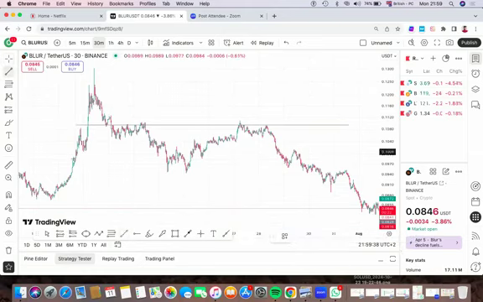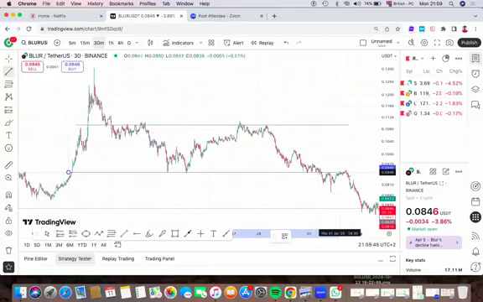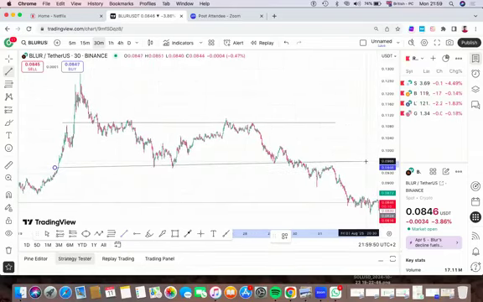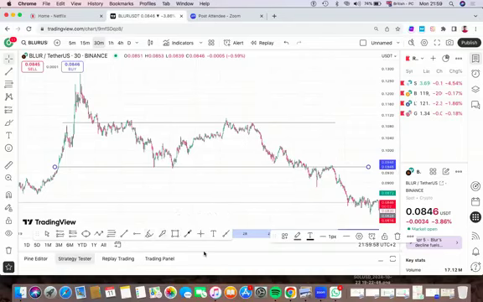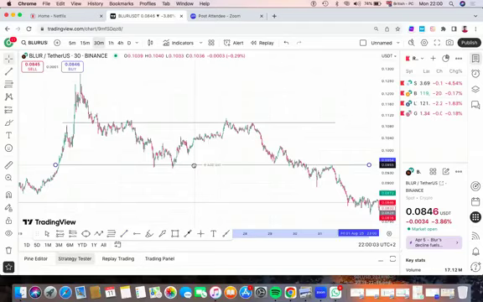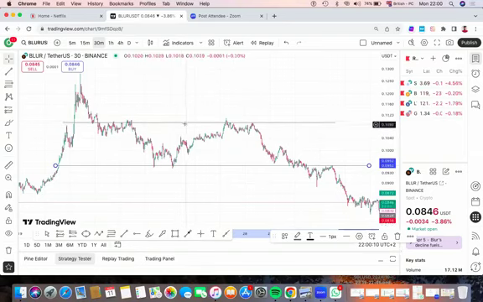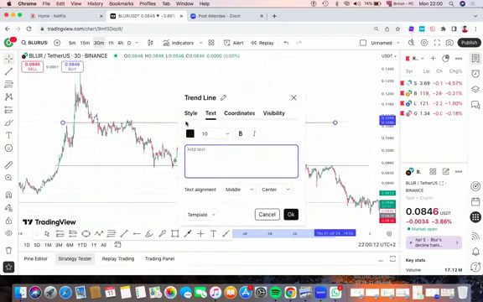And if I pick my support zone again, pick my trend line, sorry, and I draw it right there, you can see that we have a clear channel. We have a clear channel when the breakout happened. So here we call our resistance level. Here is our resistance level.